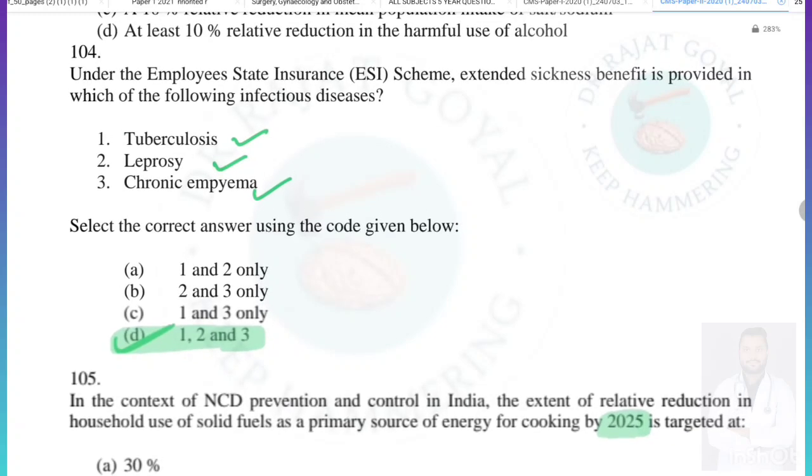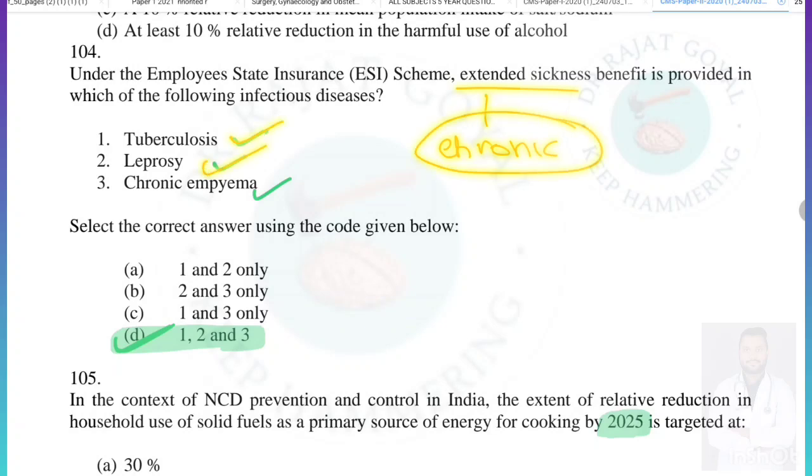Under the ESI scheme, extended sickness benefits is provided for which disease? So they are generally provided for the chronic diseases. So tuberculosis, leprosy and chronic empyema all are correct. So answer here will be D.